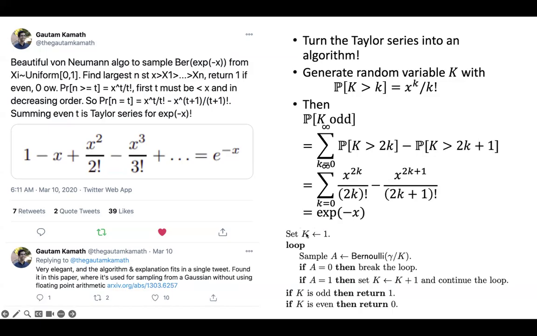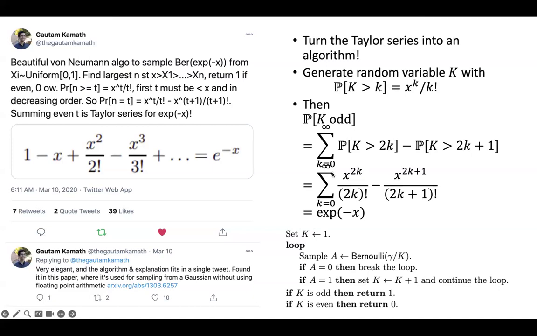So we start with k equals 1. We sample a Bernoulli with parameter gamma over k. If the Bernoulli comes up 0, we stop with output value k. If the Bernoulli comes up heads, we increment k and continue. And that's going to generate a k with precisely this probability. The probability of exceeding the value k is gamma to the k over k factorial. And then we just decide whether or not it's odd. So that is the algorithm for sampling from a Bernoulli with e to the minus x as a parameter.